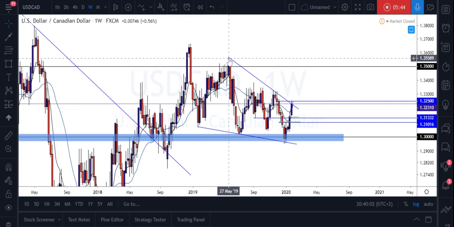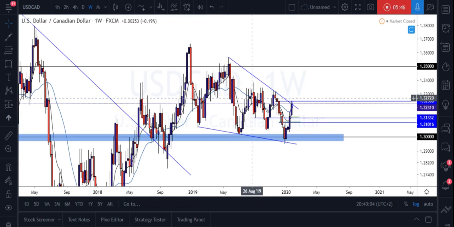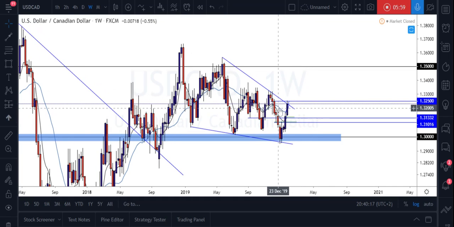We have a reversal, which is 1, 2, 3, 4, 5. So this tells me that we could definitely expect a reversal on here. But keeping in mind on the higher time frame, USD CAD should give us a nice push to the upside.